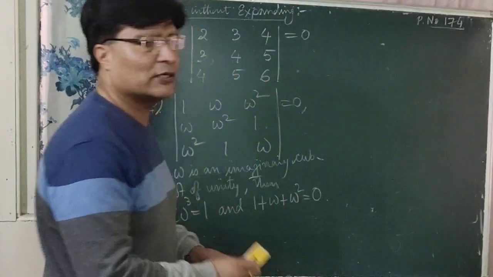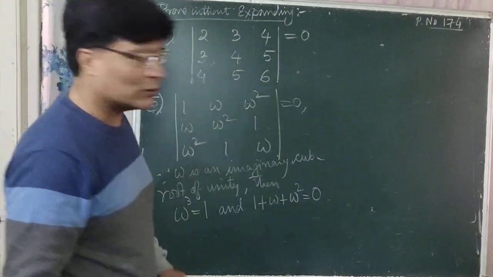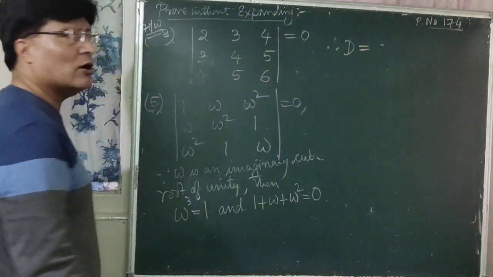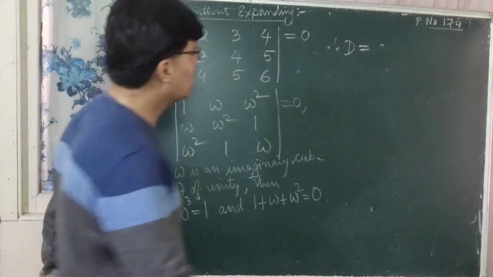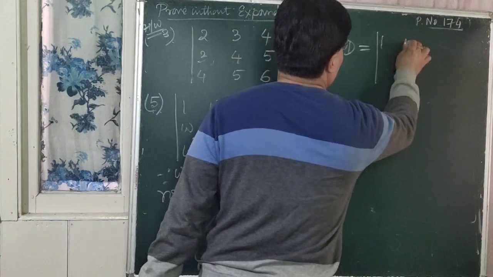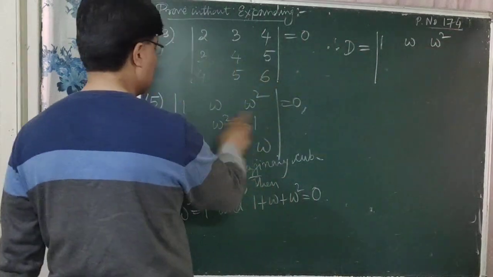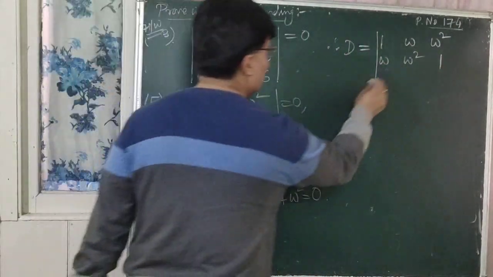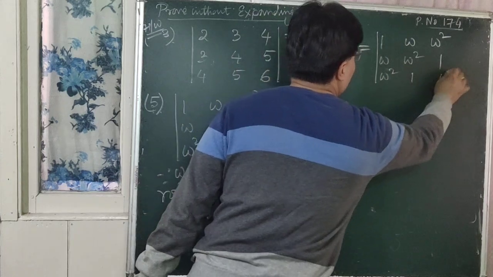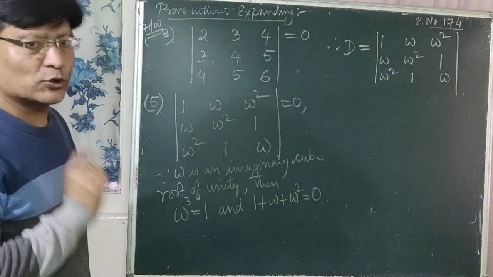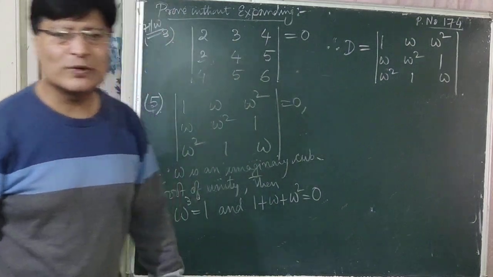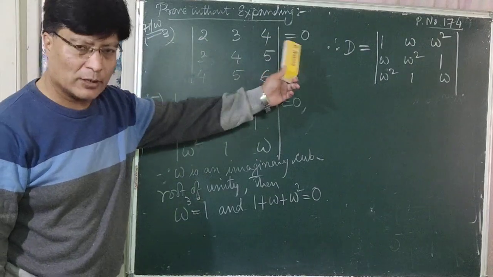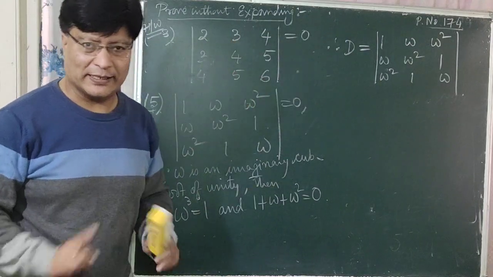So now let us write down the left hand side. That is D is equal to the left hand side. So therefore LHS, D is equal to, what is D out here? D here is 1, omega, omega square; then comes omega, omega square, 1; then comes omega square, 1 and omega. So let us do it. But you have to prove it without expanding. You cannot expand it. Here also in number 3 you have to prove without expanding.